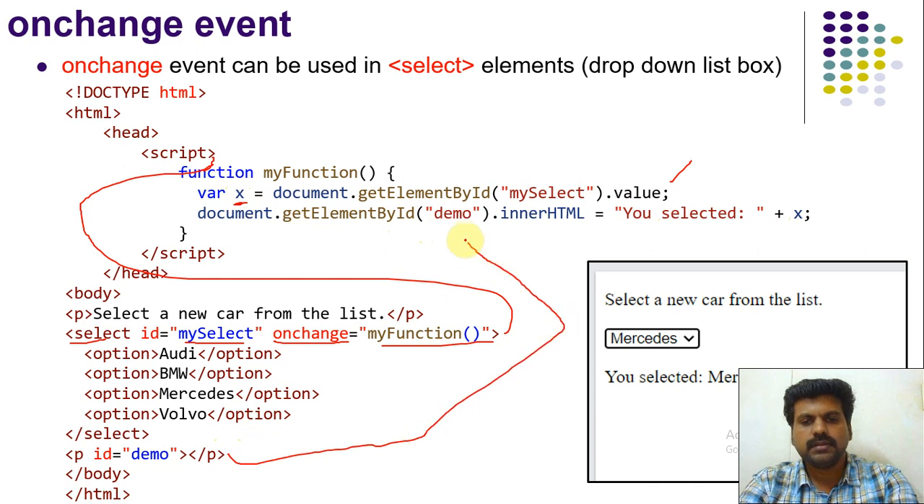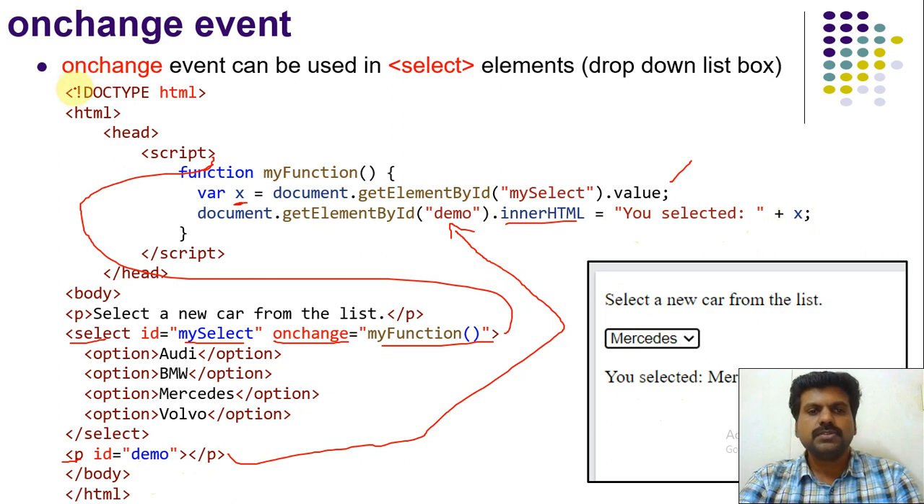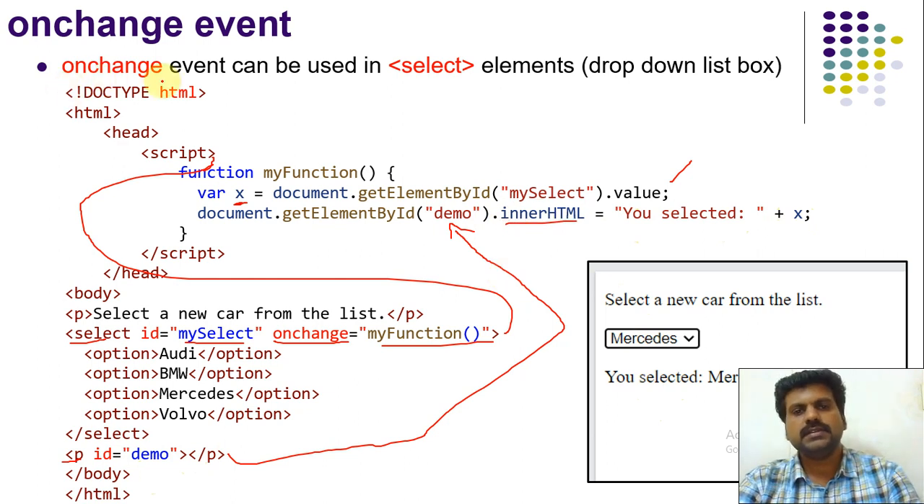See, look at this, it's a paragraph. It's not a div element. Paragraph id equal to demo. So in this place I want to display, you selected this value x. So using innerHTML we can display, right? So this is about the onchange event.